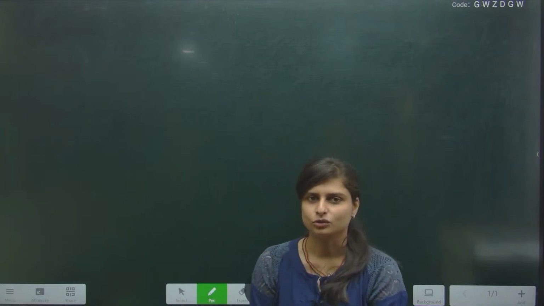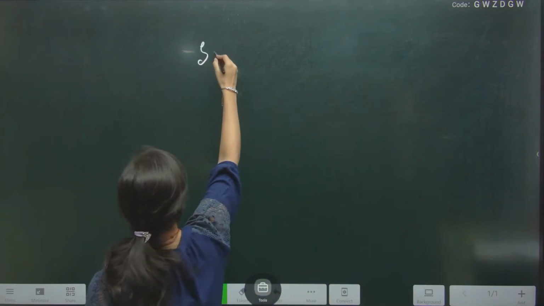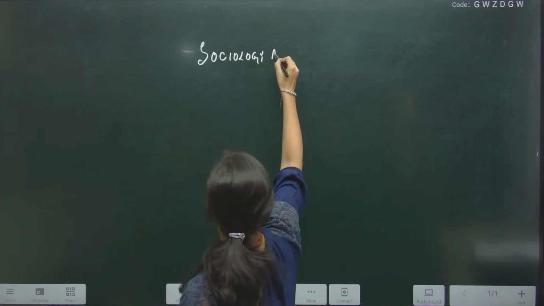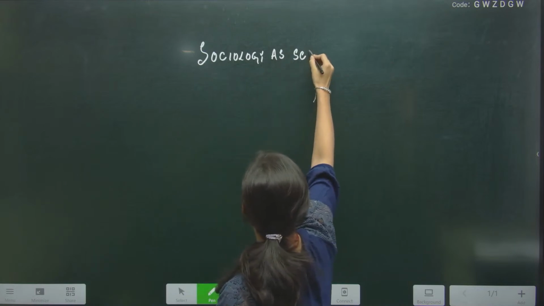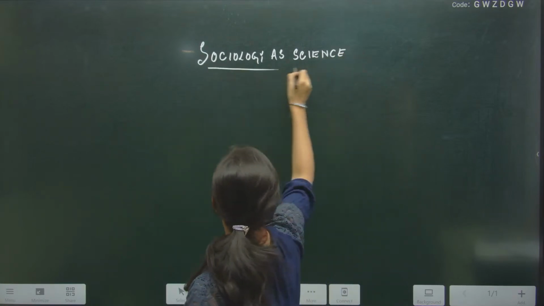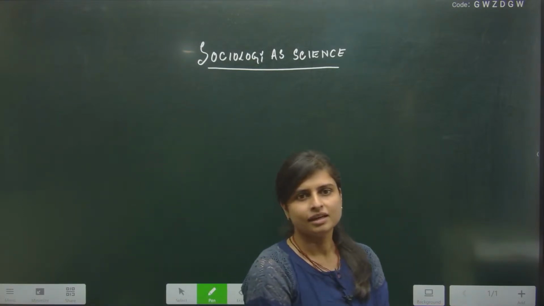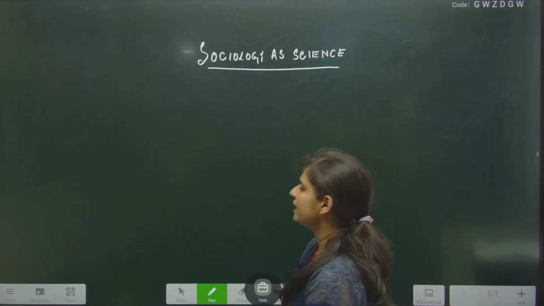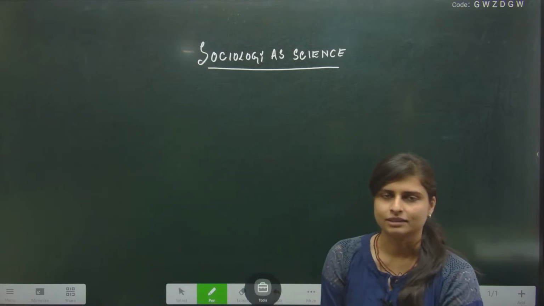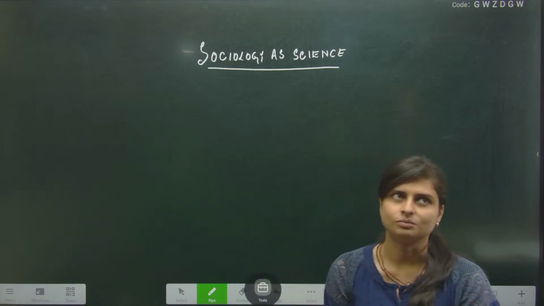Today we'll be studying sociology as science. Well, sociology as science basically tells us how we are going to interpret social facts, the social analysis, based on scientific methods, research methodologies.